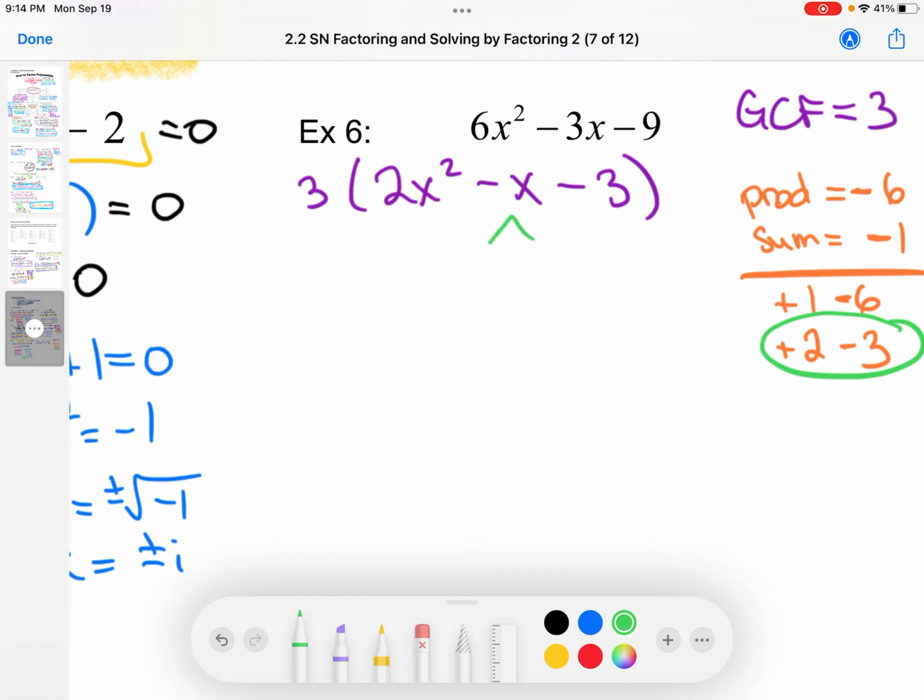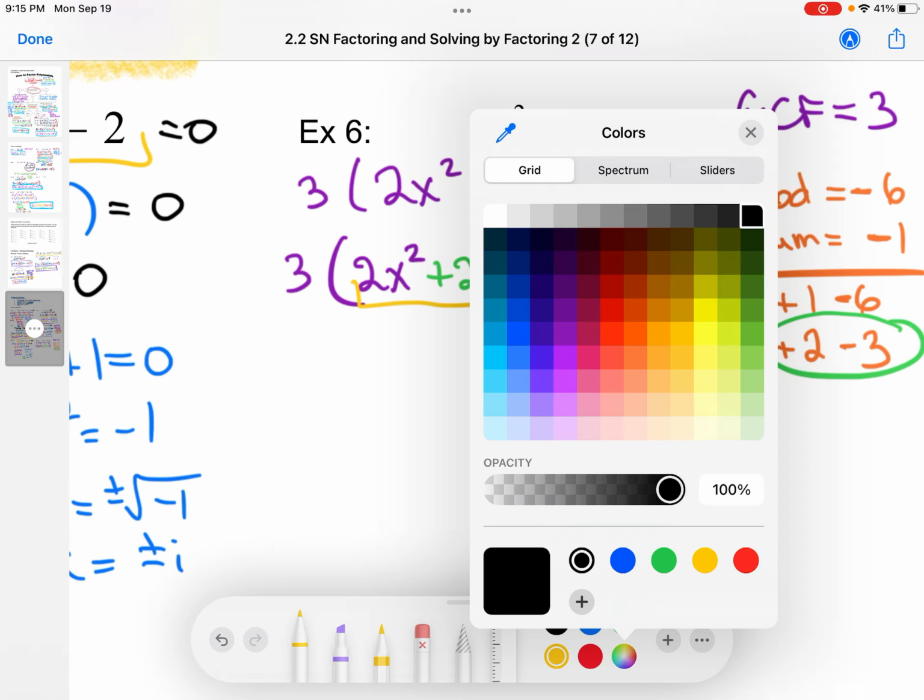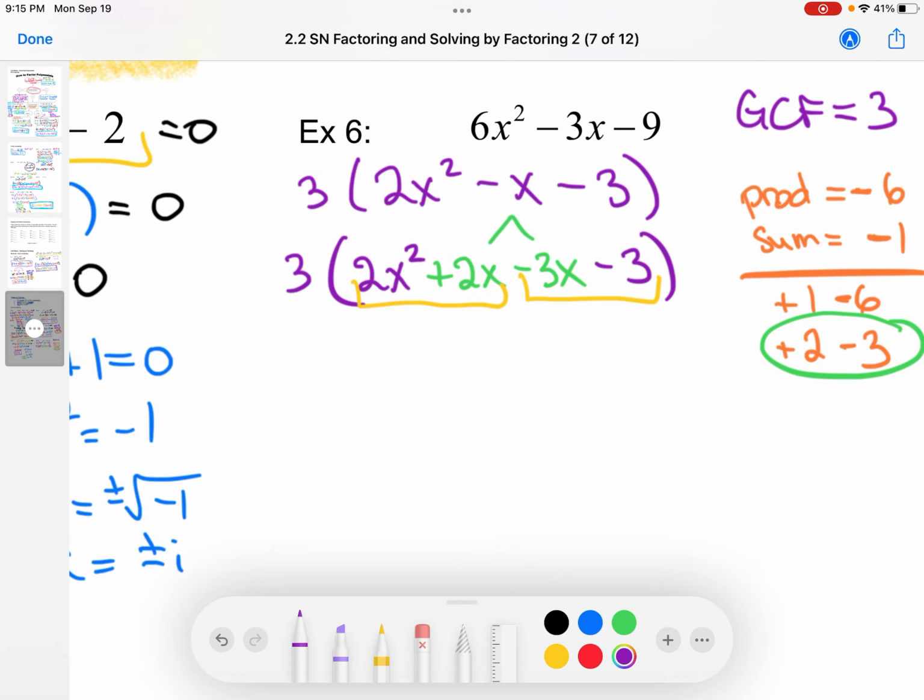So we will take those terms and we will split that middle term with them. So plus 2x minus 3x is what goes in the middle here. The 2x squared is still before it. The minus 3 is still after it. That greatest common factor of 3 is still out front. Now, on the inside, group and factor out the greatest common factor of everything. Don't forget about the 3 that's on the outside. And we are setting each of these equal to 0.